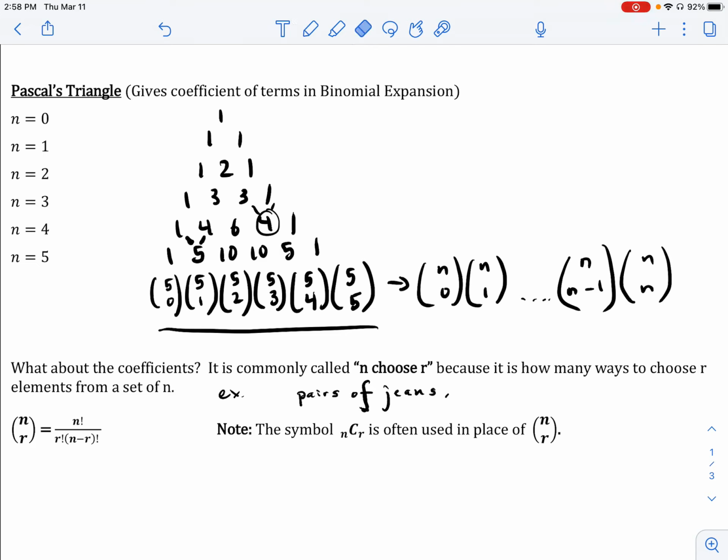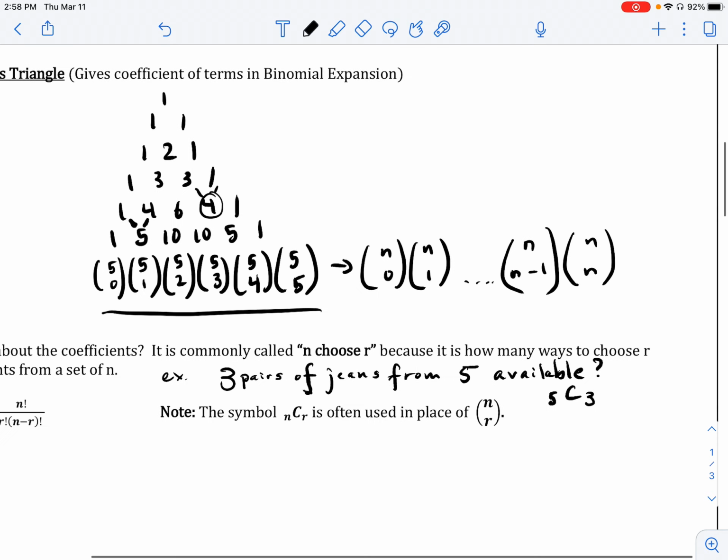Let's actually write it that way. Let's say 3 pairs of jeans from the 5 that you have available, right? And another way of writing that mathematically would be to say 5 choose 3. That's the notation, and another way of writing that is exactly what I have written up here, 5 choose 3.